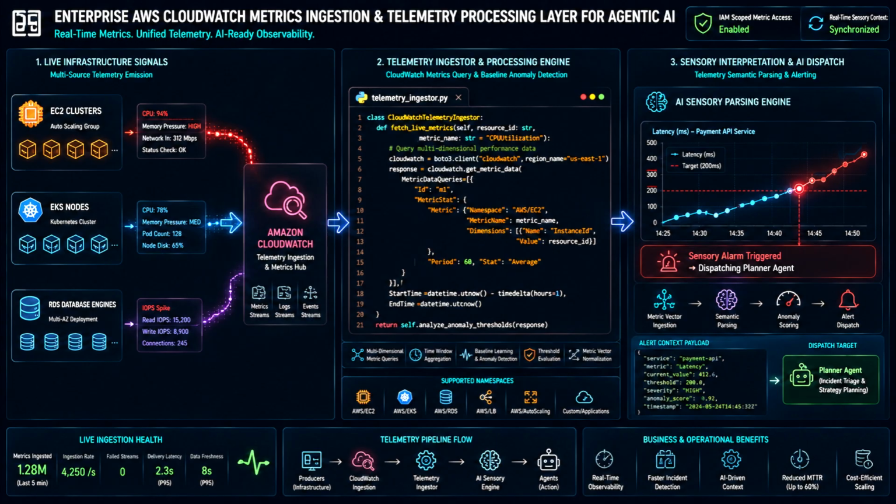In agentic architectures, telemetry is the sensory system. Without real-time metrics, reasoning becomes blind. CloudWatch integration ensures the AI sees infrastructure behavior as it happens, enabling proactive detection and faster root cause analysis.